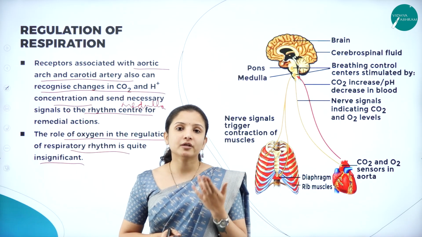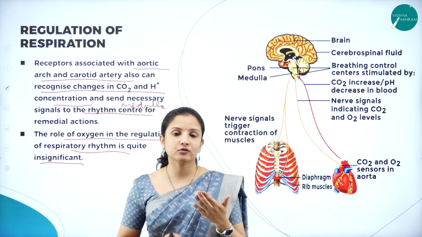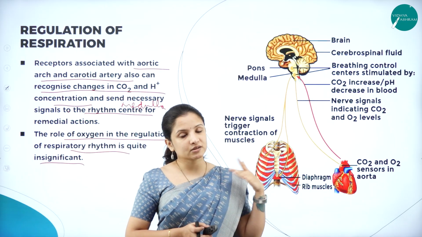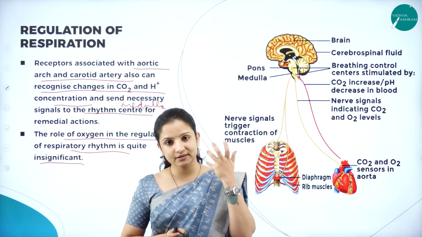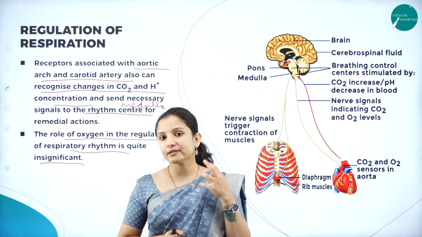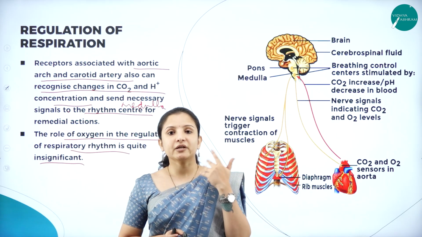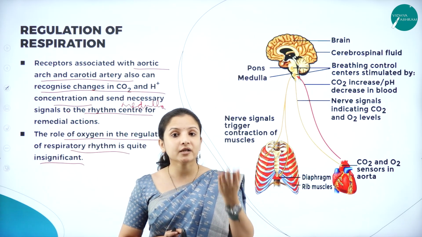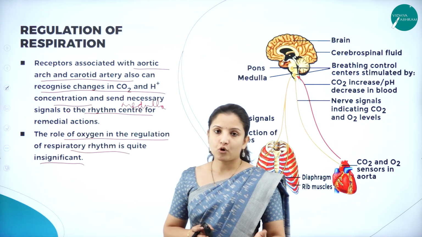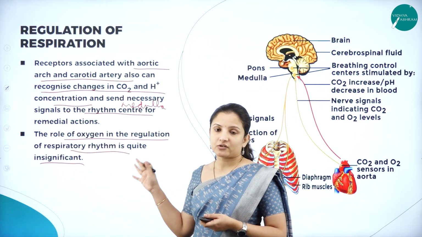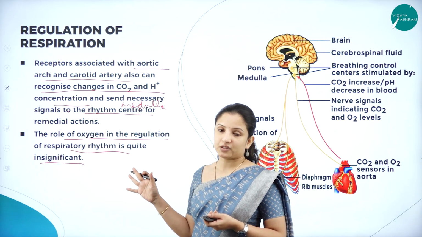And as the carbon dioxide and hydrogen ion concentration increases in the body tissues, the chemosensitive area present near the medulla will receive the signals and transport them to the rhythm center, that is, the medulla. Then the medulla will send the signal to the respiratory system, stating that the carbon dioxide has to be thrown out of the body by expiration. So these are the sites for the regulation of the respiratory system.